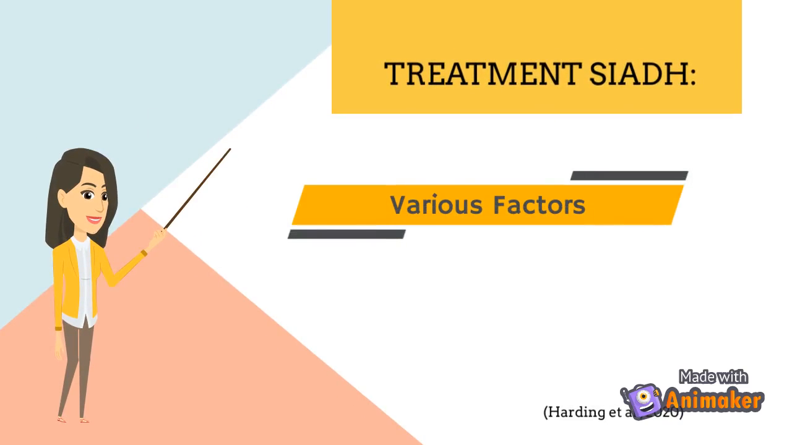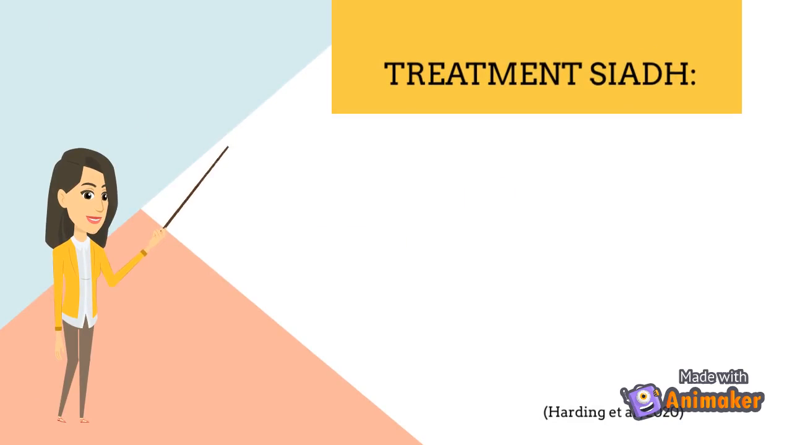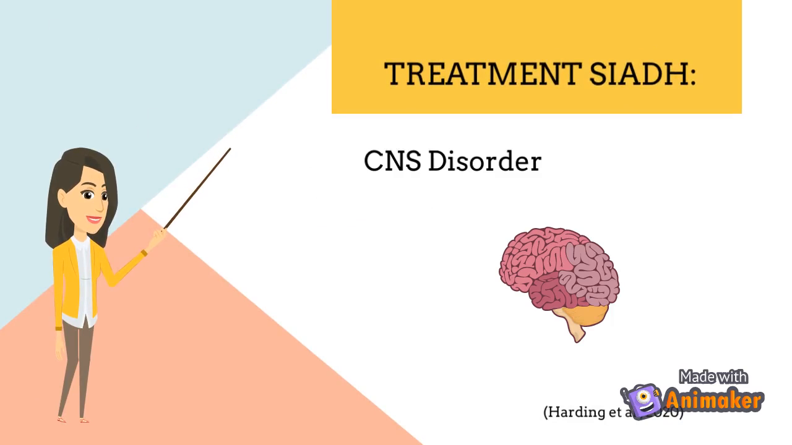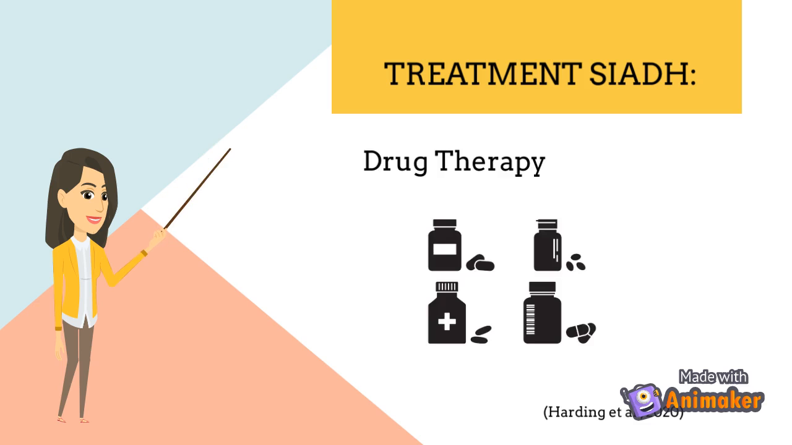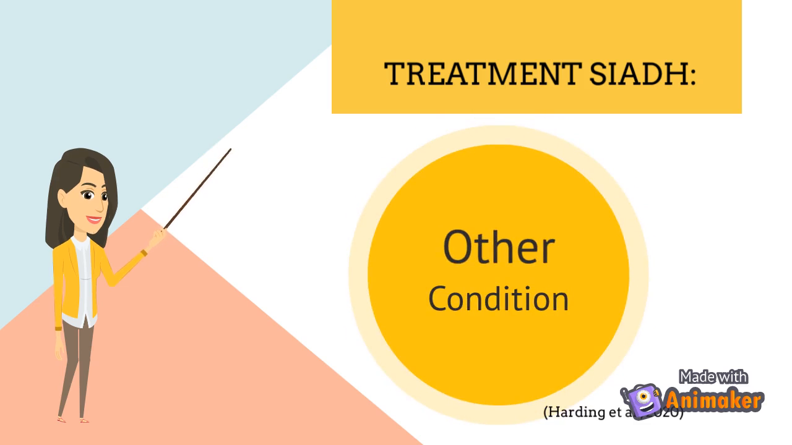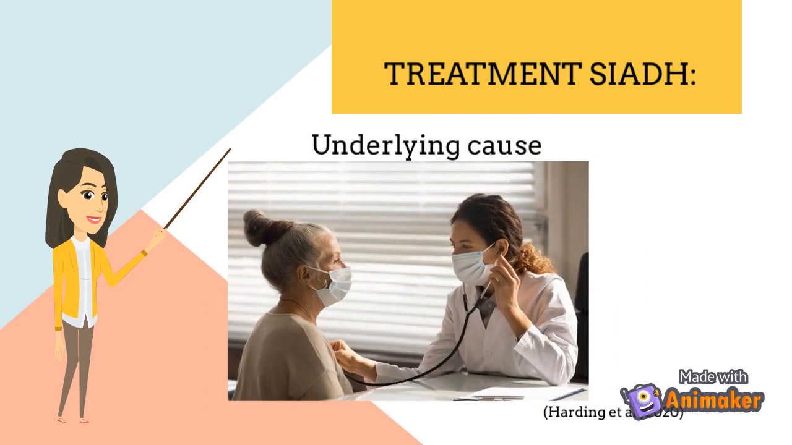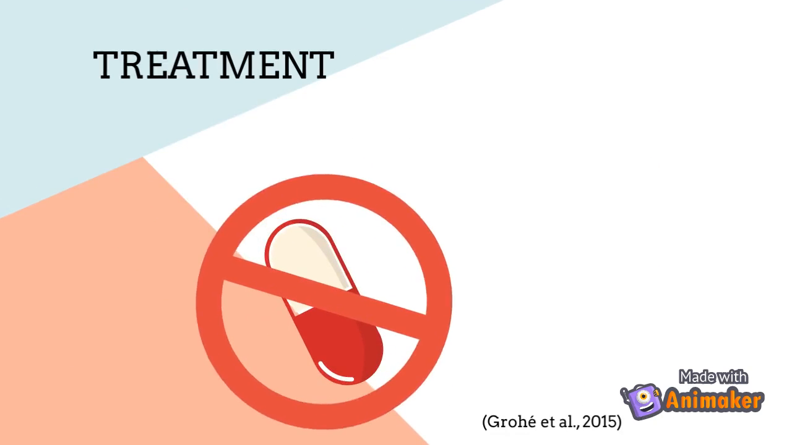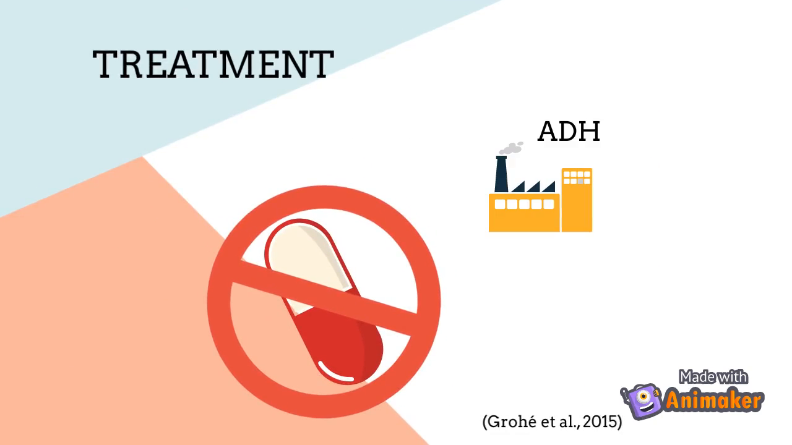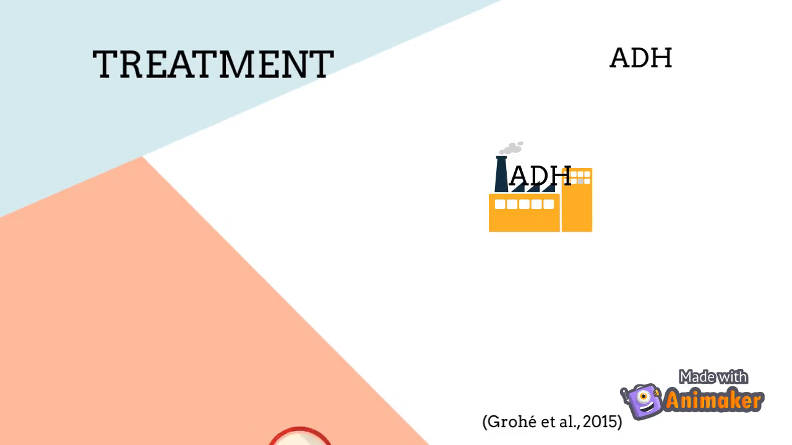Because SIADH can be caused by various factors such as cancer, CNS disorder, drug therapy, and other conditions, the first step to treat the syndrome of inappropriate antidiuretic hormone is to diagnose directly the underlying cause. The next step of the treatment is to stop or avoid medications that stimulate ADH release.